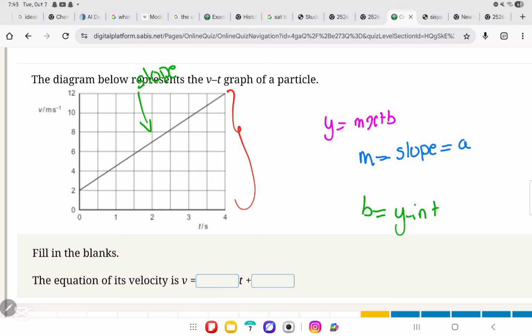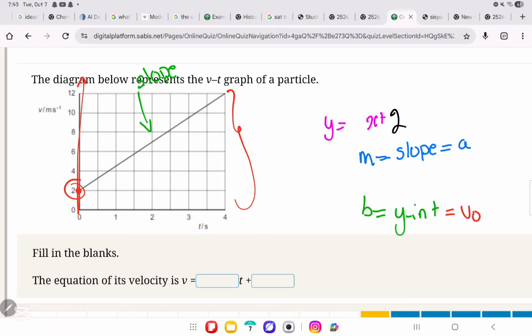Of course, you can solve this any way you want, but the best way, in my opinion, is to take b as the y-intercept. That means you go on the y-axis, which is over here, and you see at which point the slope meets the y-axis. In this scenario, it's meeting at point 2. The y-intercept is also the initial velocity. Perfect. So now we have the value of b, which is v initial, which is 2.